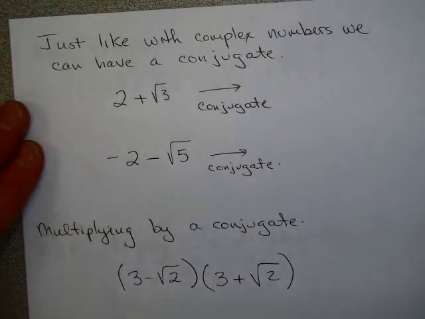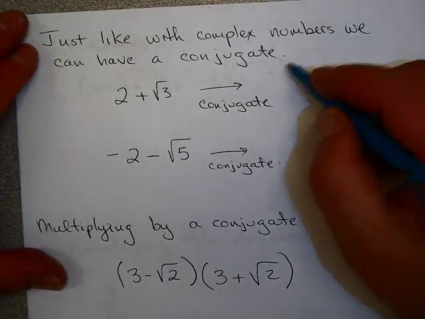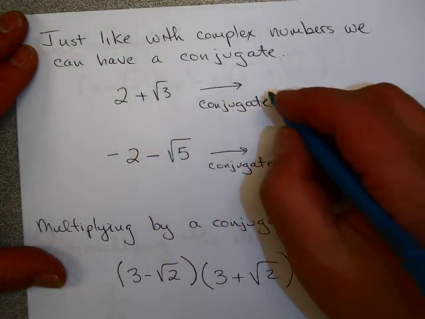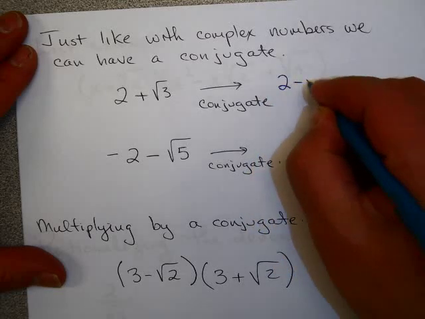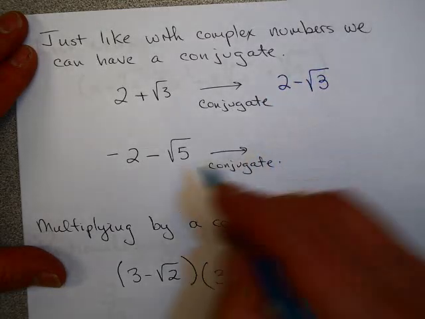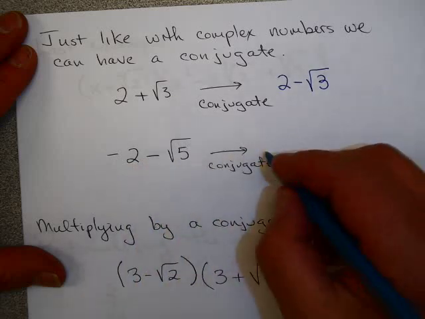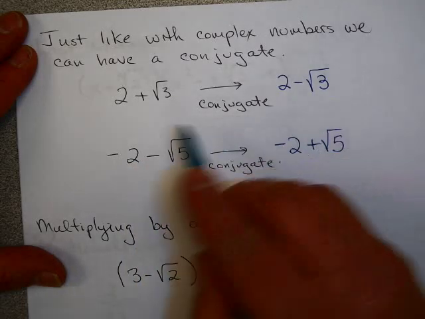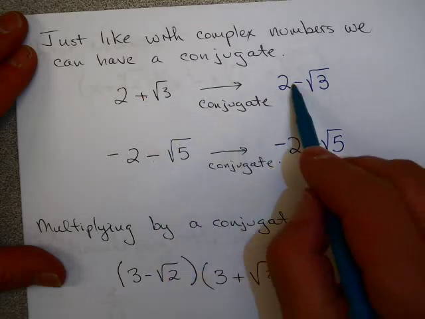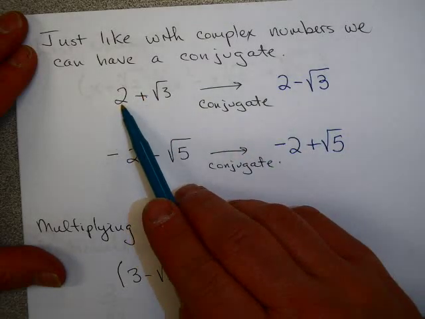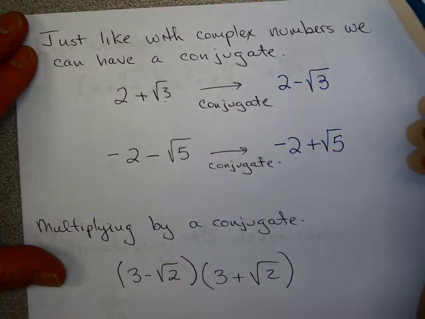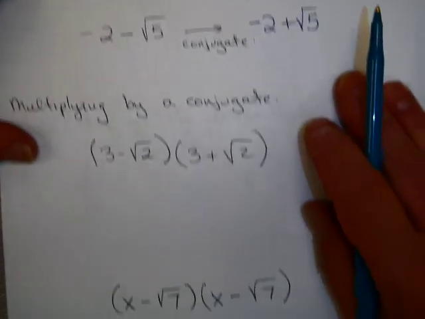Just like with complex numbers, we have a name for this, and that's called a conjugate. 2 plus the square root of 3, the conjugate is 2 minus the square root of 3. And minus 2 minus the square root of 5 is minus 2 plus the square root of 5. So conjugate just means change the sign in between the real number or the whole number term and the radical term. Now what happens when we multiply by a conjugate?